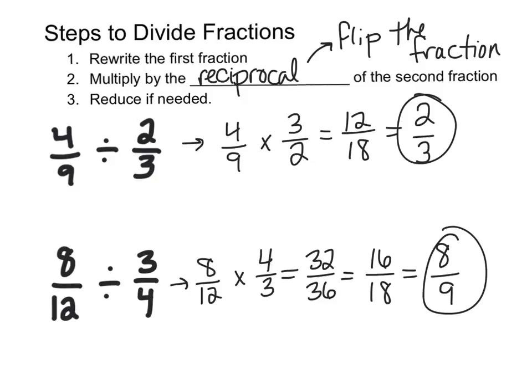So multiplying is pretty simple. We just multiply across the top, the numerators, and across the bottom, the denominators, and reduce if we need to. To divide, I add one extra step and I change it to a multiplication problem by multiplying by the reciprocal of the fraction we're dividing by, and then it becomes a multiplication problem, and it's pretty straightforward again.